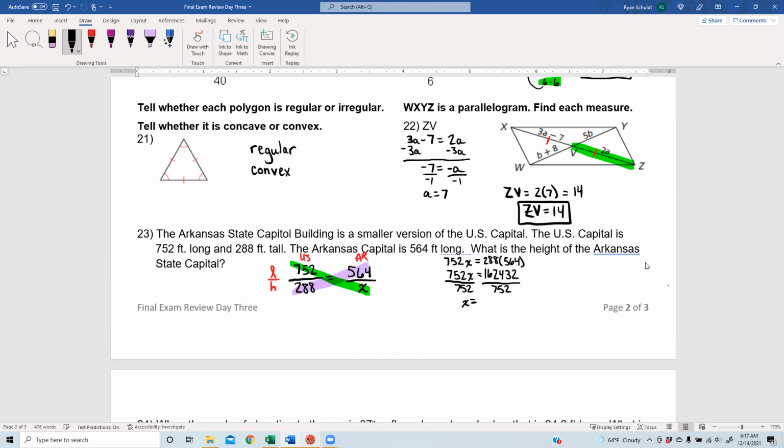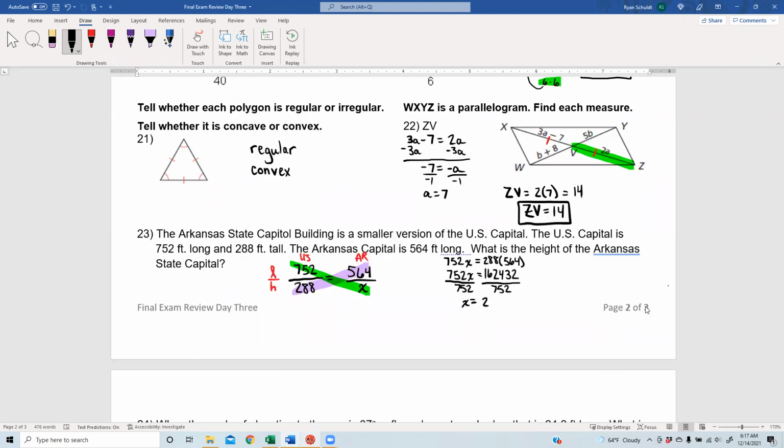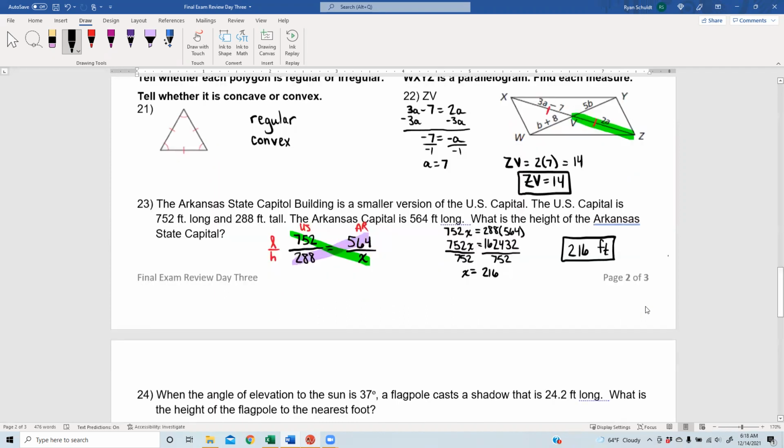So x equals 162,432 divided by 752. 216 on the dot. What? So how high is it? It is 216 feet. Okay, so there's page 2.